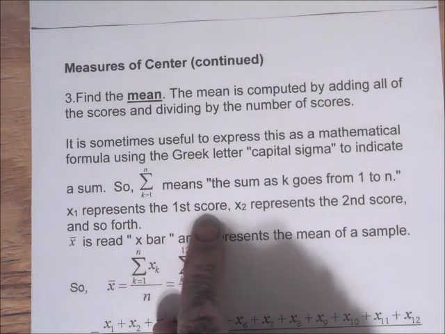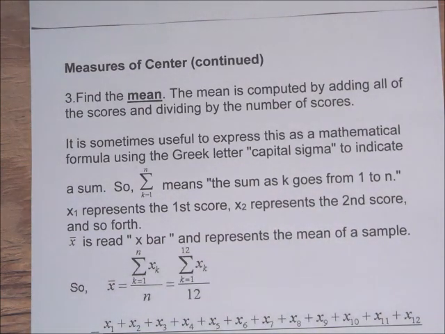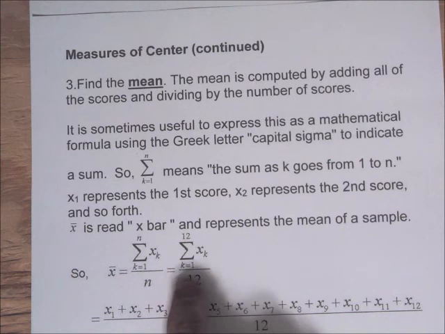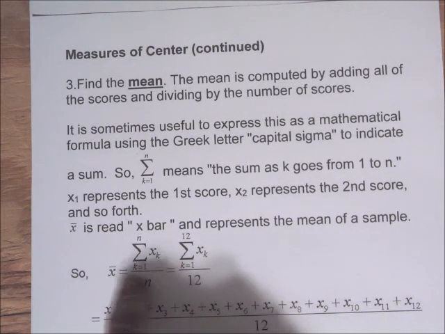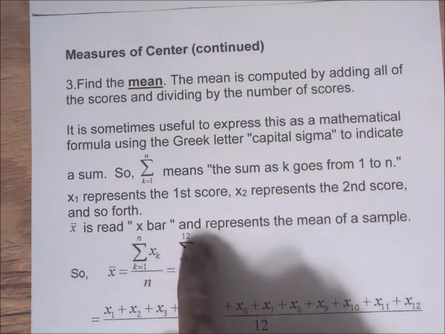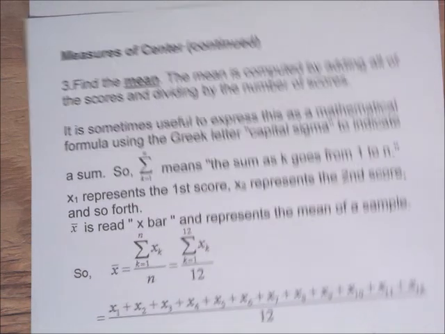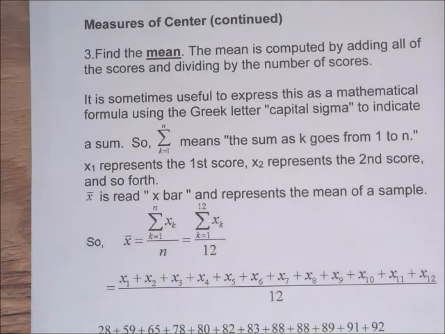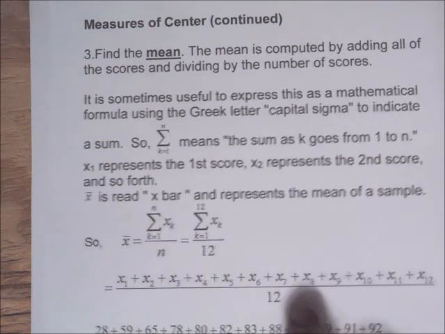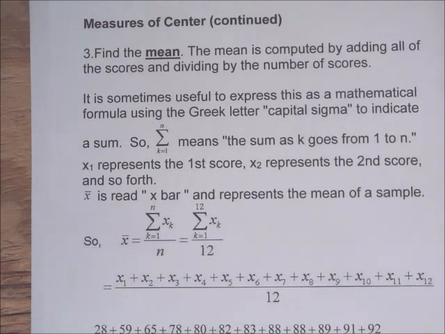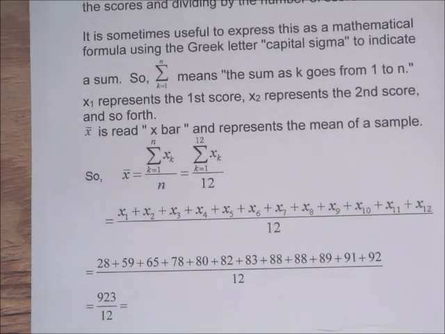x1 represents the first exam score, x2 represents the second exam score, and so forth. n is 12. We have 12 exam scores. x with a bar on top, x bar, represents the mean. So it's the summation as k goes from 1 to n of xk, all over n. With n equal to 12, it's x1 plus x2 plus x3 plus x4 and so forth. These all add up to 923, and then you want to divide by 12.